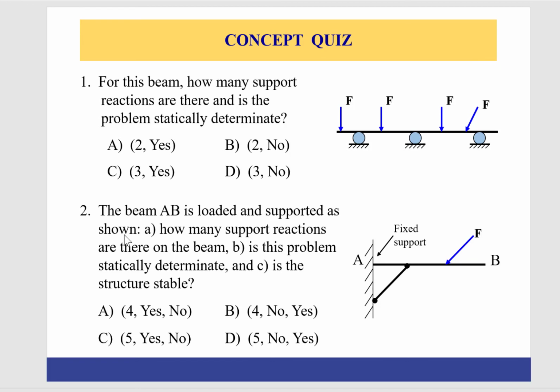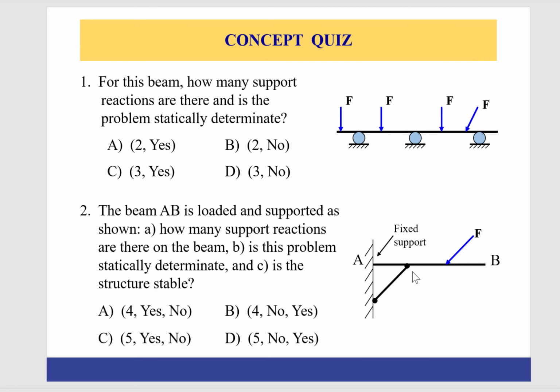Let's examine the second problem. It says we have a beam loaded and supported. How many support reactions are there on the beam? And second, is this statically determinate? And third, is the structure stable, right? So let's examine that. Well, this structure, A and B, is fixed at A, so therefore it has three reaction forces: Ax, Ay, and the moment to counter the moment coming from the weight and loading. So we have three unknowns here.